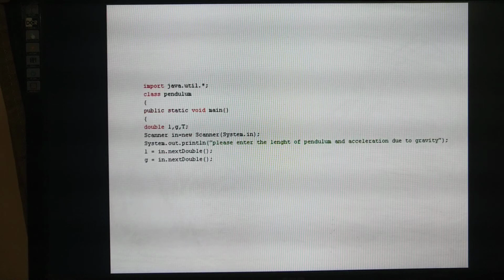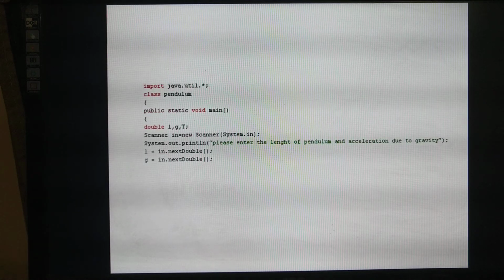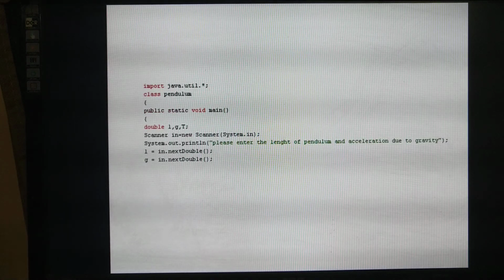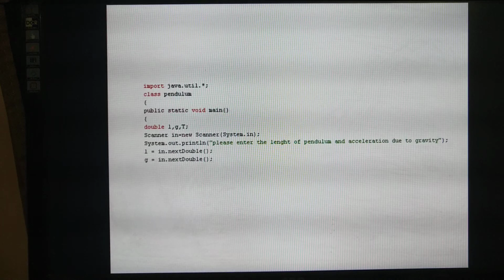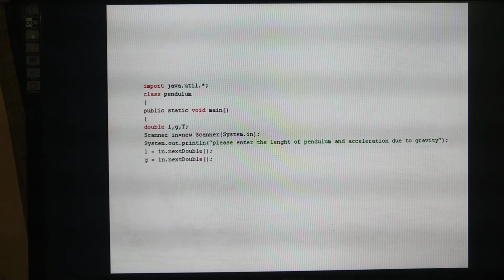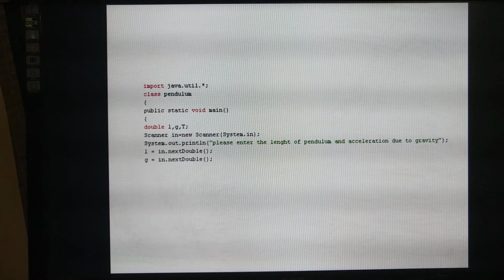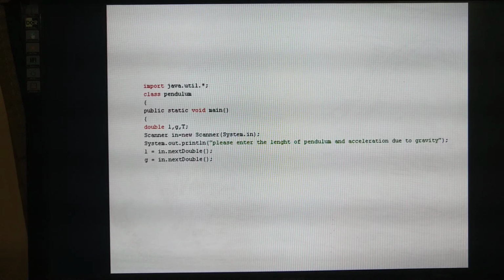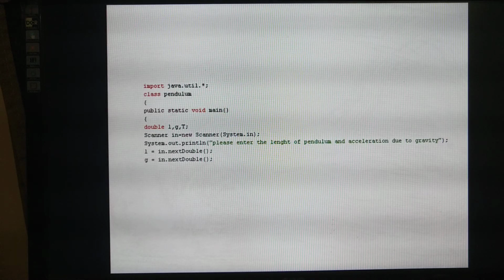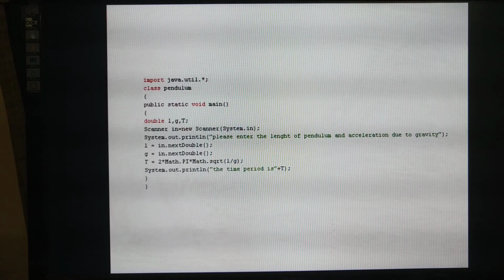Now for the scanner, System.out.println means we are taking the input of the length of the pendulum and acceleration due to gravity in L and G by using a Scanner class.